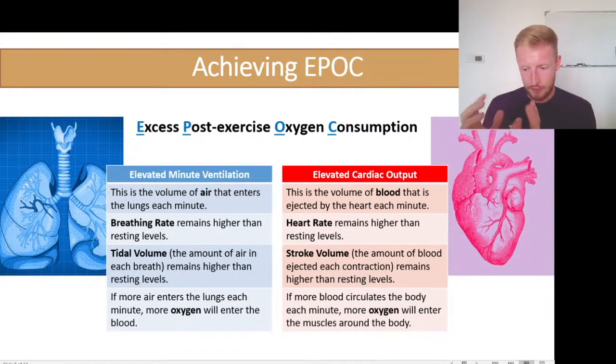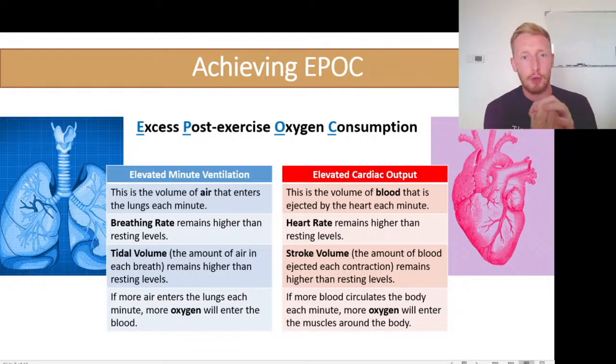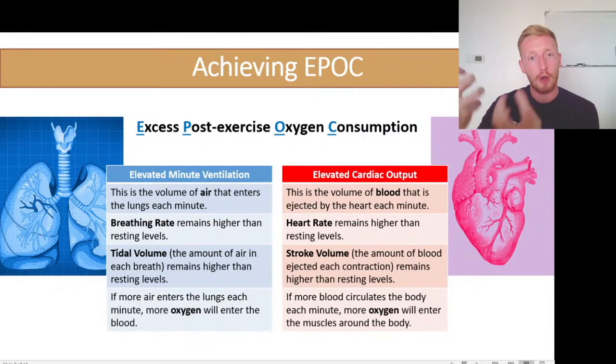Stroke volume is the volume of blood ejected per contraction from the left ventricle. So the left ventricle attached to the aorta, which ejects blood and transports it around the body. We want to see a slightly higher stroke volume so we can combine the two.